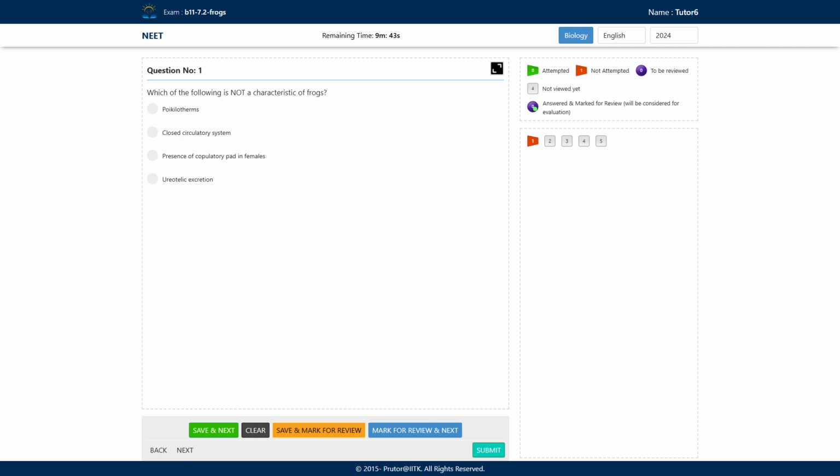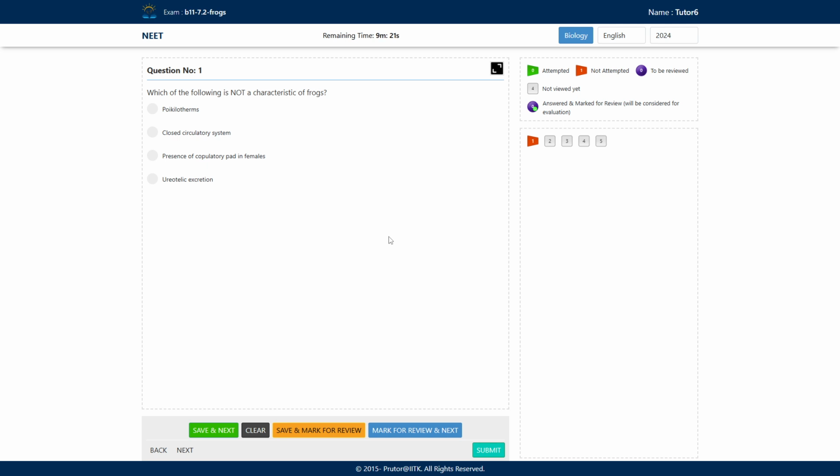So here is the first question. Which of the following is not a characteristic of frog? A. Poikilotherms, B. Closed circulatory system, C. Presence of copulatory pad in females, and D. Ureotelic excretion.